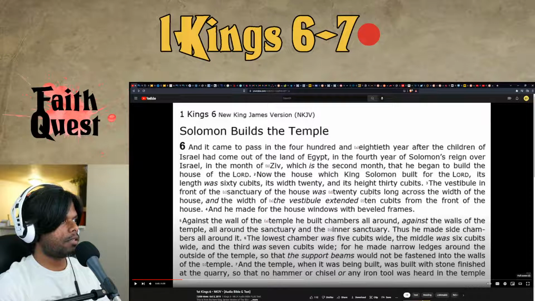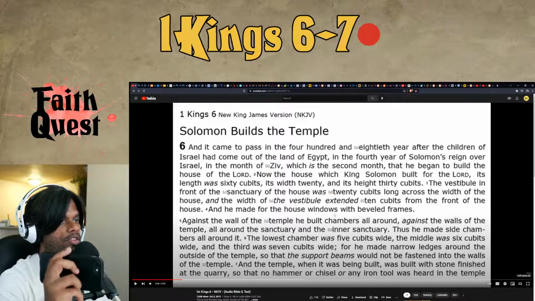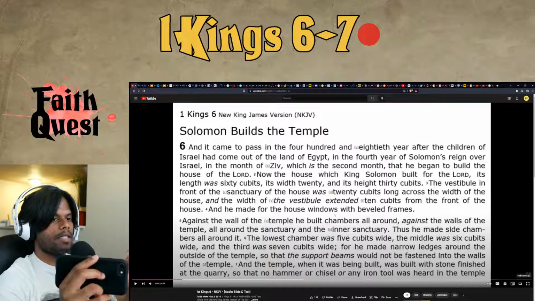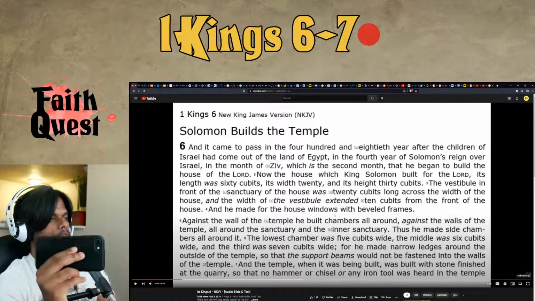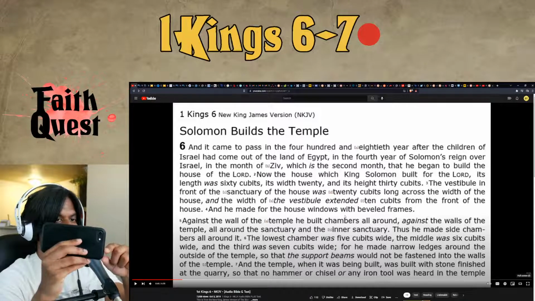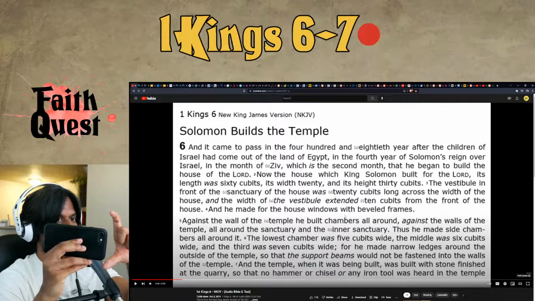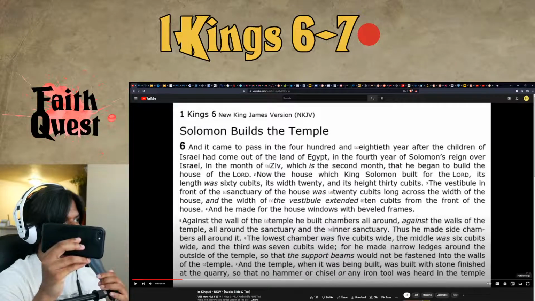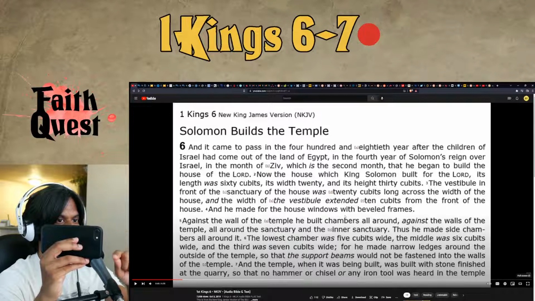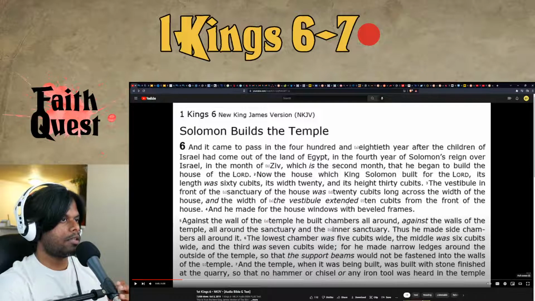20 cubits across the width of the house. If it's in the front of the sanctuary and its length is 20, unless they're talking about it's like this, right? Like here's the sanctuary, and then you have the vestibule coming out like the length. But see, then okay, yeah, the length is this much, right? And then it's coming out 10 cubits like that. It could be that, I guess.